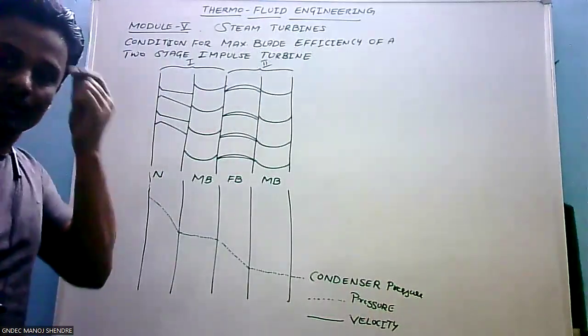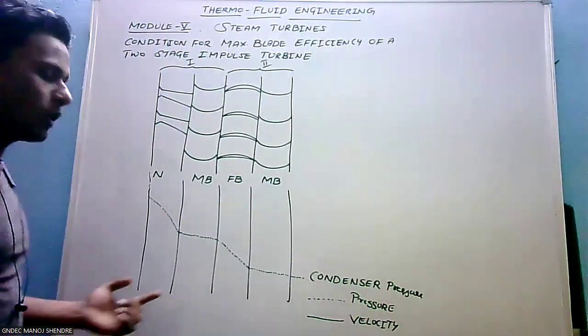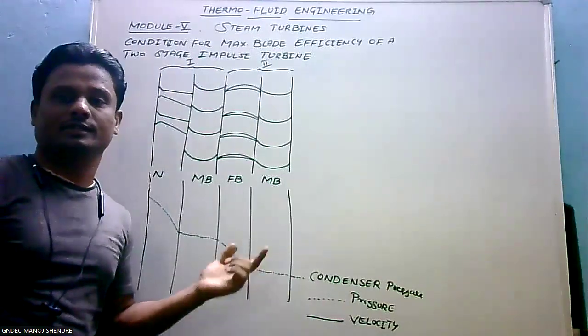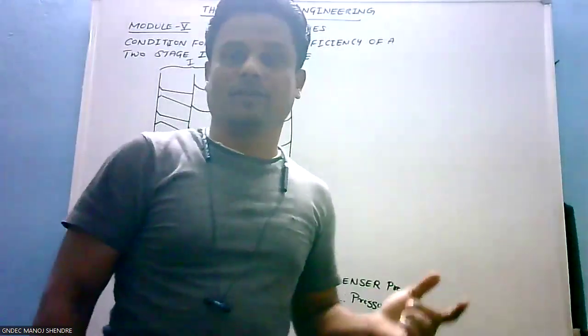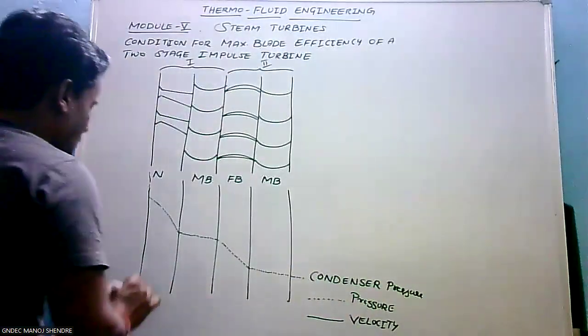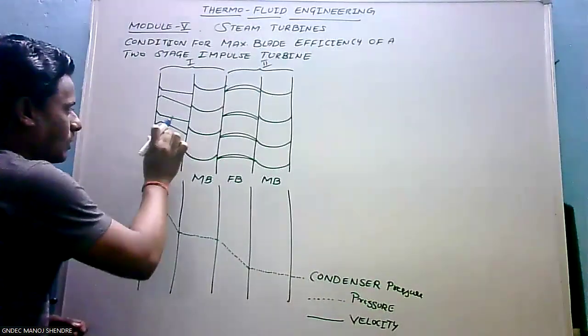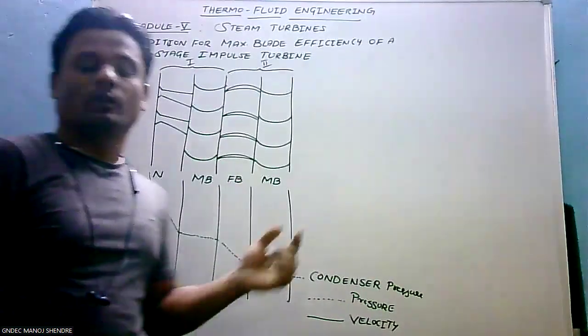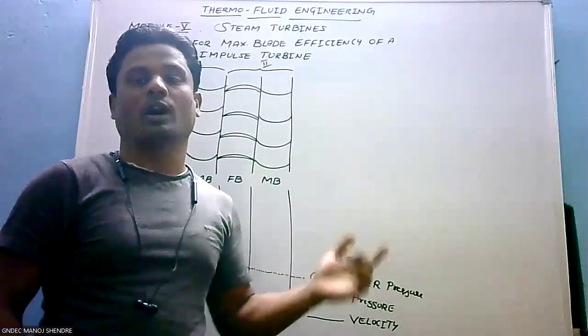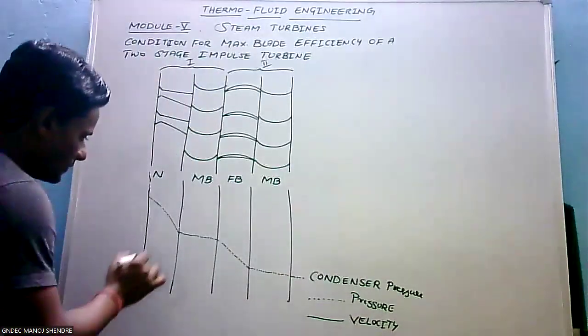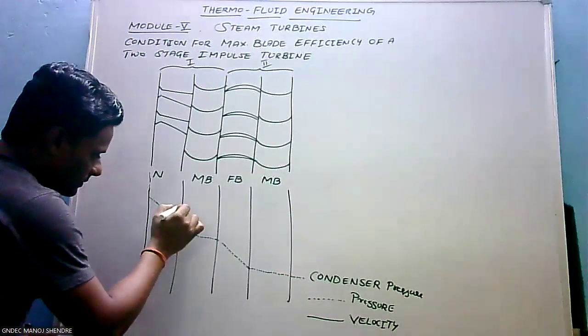The condenser pressure, right? Okay. Now, how does the velocity variation take place? Let us discuss how the velocity variation takes place. We know that the nozzle is a device which converts the high pressure energy of steam into a high velocity jet. The velocity of steam will increase in the first set of nozzle.